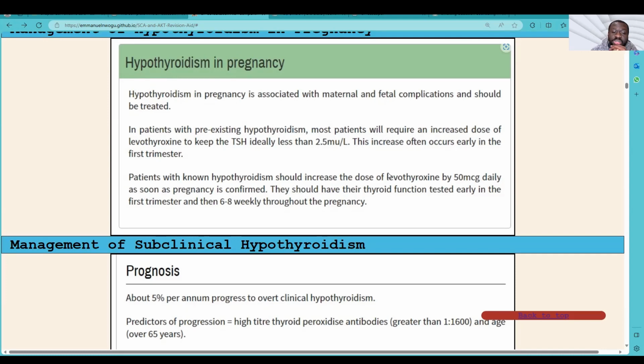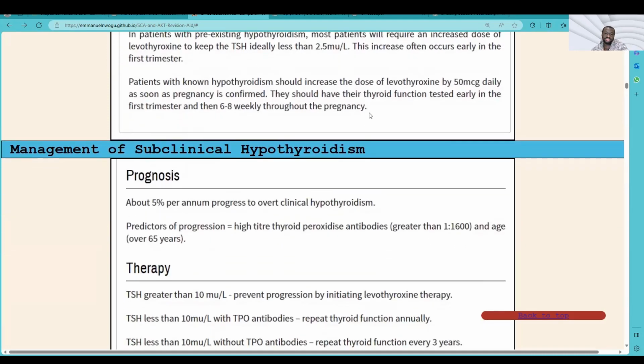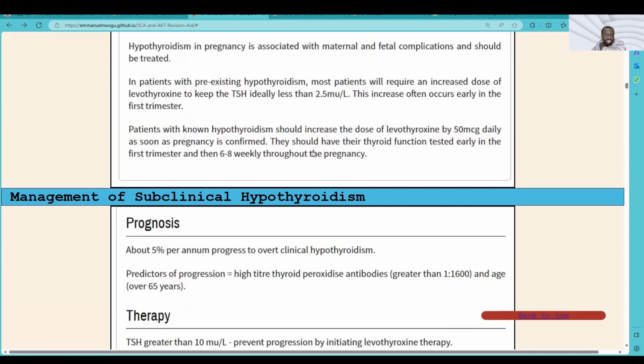So if the patient was on 100 and increased to 150, or 125 increased to 175, they should have their thyroid function tested early in the first trimester, and then 6 to 8 weekly throughout the pregnancy. So every 6 to, you can say every 2 months, have a thyroid function test throughout pregnancy. The range of increase is 25 to 50 micrograms.